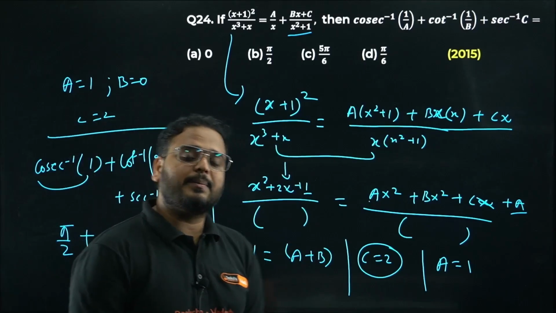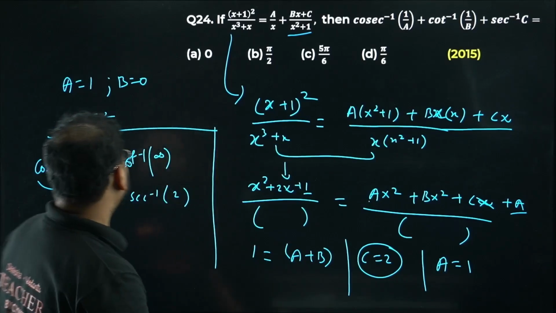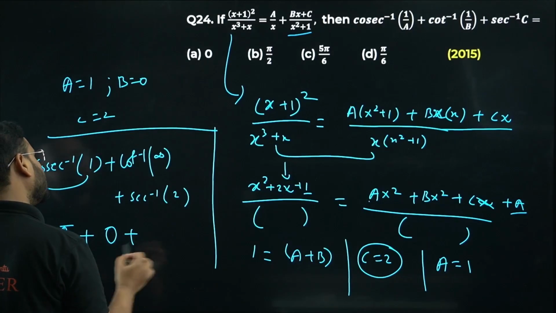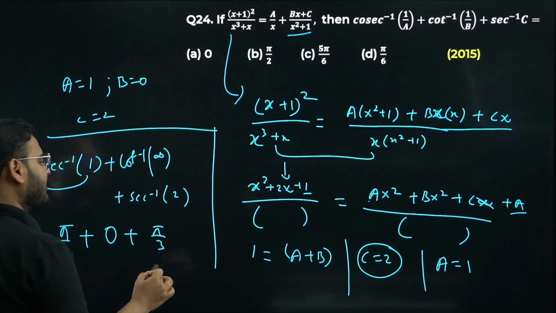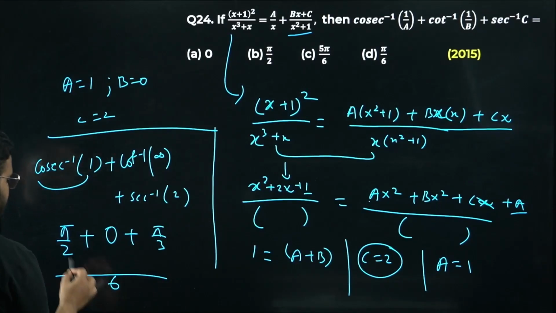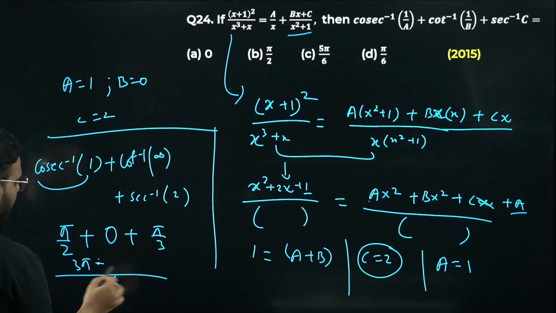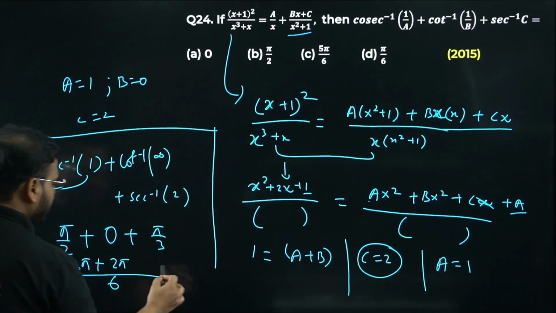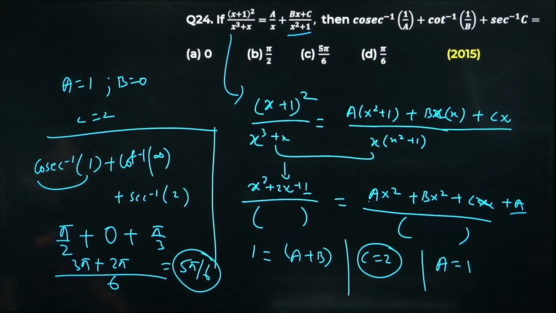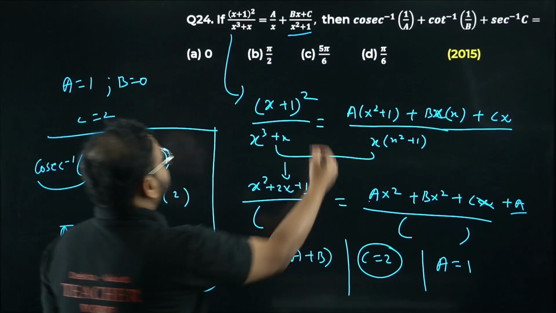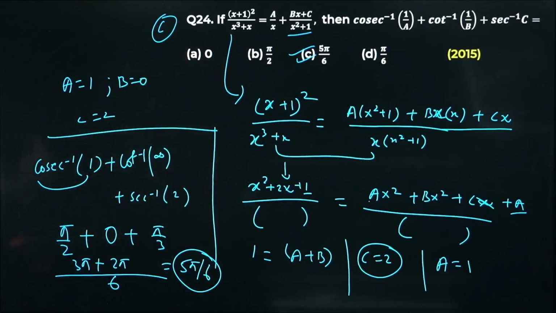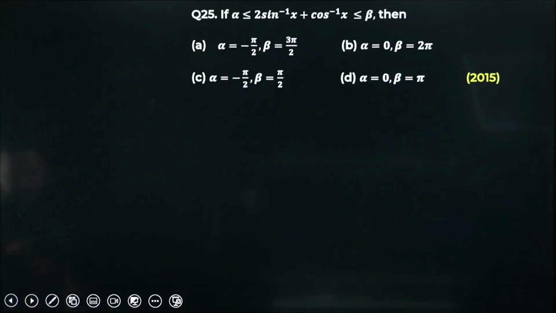Please check, when tan is 0 at 0, it means this is going to be 0 only, right? Over here I have sec inverse of 2, which means pi by 3. Now add this: LCM is 6, so 2 into 3 gives 3 pi, and 3 into 2 gives 2 pi. The answer will be 5 pi by 6. Option is C. It's a good question, please check. 24th is done. 25th question now.